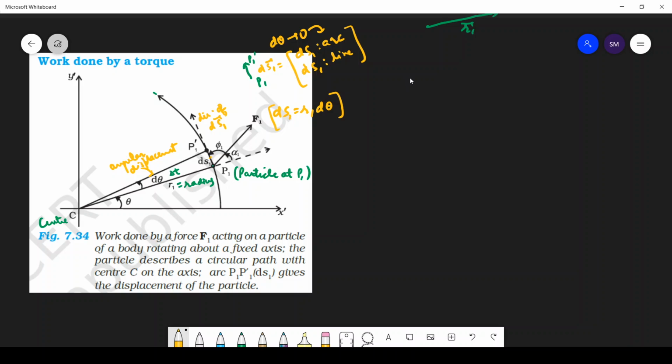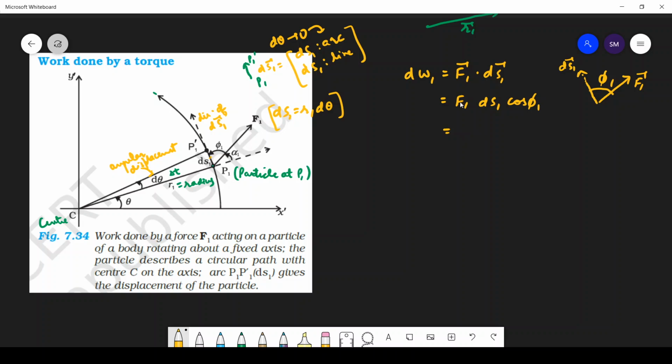So now what is the work done by the force? This is the force that is applied on this particle which is at P1. So dw1 is equal to F1 dot ds1, force into displacement. So find the dot product: magnitude of F1 into magnitude of ds1 into cos of the angle between them. This is F1 and this is your ds1. We have taken the angle between them as phi1. So this is cos phi1.